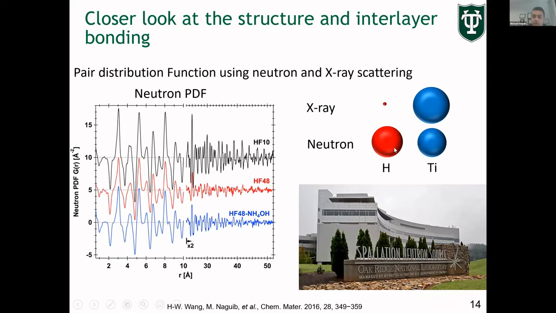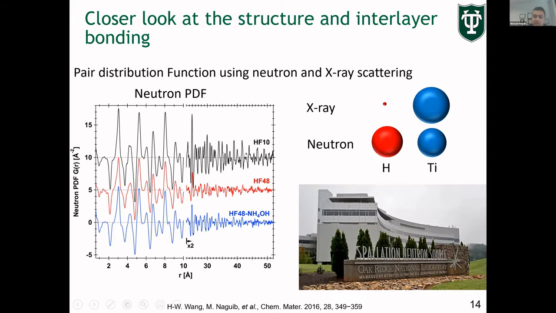So we can use neutrons to look closely at the hydrogen, which is very important in the case of MXenes because we have hydrogen on the surface that can determine the properties and the behavior of this material. Here we picked three different materials, and this work was done in collaboration with Shuan Wang and Kate Page from SNS at that time at Oak Ridge National Lab. We picked three different MXenes. All of them are titanium 3C2, just the differences are they were synthesized slightly differently. One of them used HF 10%.